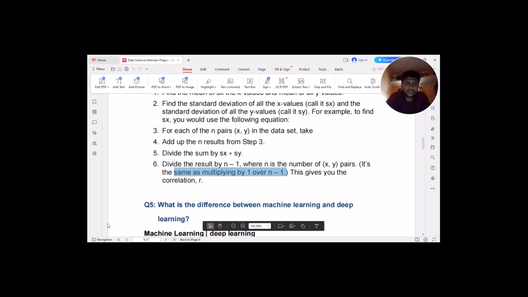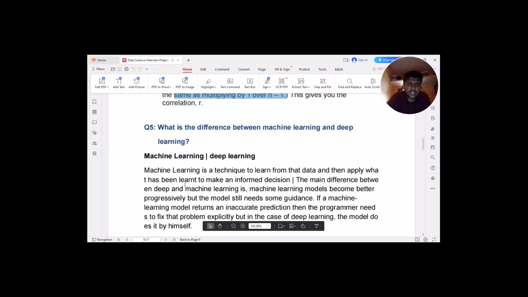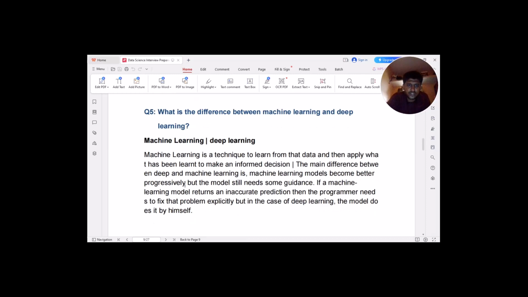Okay. So the fifth question they might ask is, what is the difference between machine learning and deep learning? Machine learning is a technique to learn from data, and then apply what has been learned to make an informed decision. The main difference between deep learning and machine learning is that machine learning models become better progressively, but the model still needs some guidance.